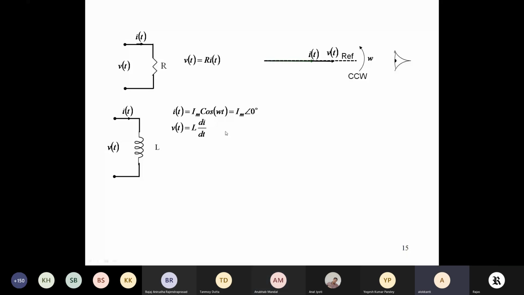VT is L di dt, and IT is Im cos omega t. Differentiation of cos will give you minus omega sine omega t. You have to recollect all the differentiation and integration correctly. So it is minus L Im omega sine omega t. This minus sine is equivalent to cos omega t plus pi by 2.